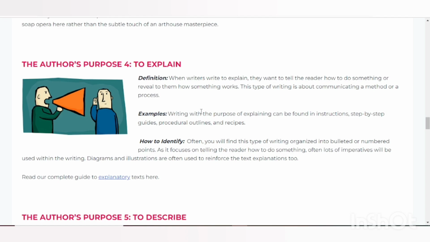So when writers write to explain, they want to tell you how to do something or reveal how something works. So they are writing for the purpose of explaining instructions, step-by-step guides. So how do you identify this? You will find this type of writing organized into bulleted or numbered points.